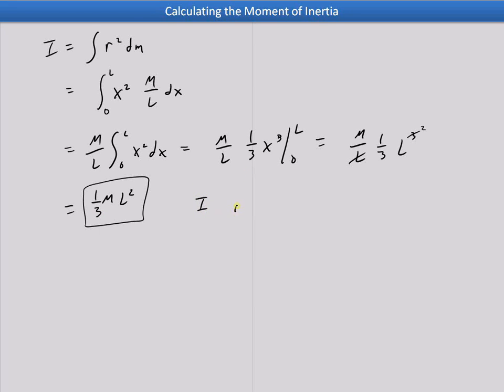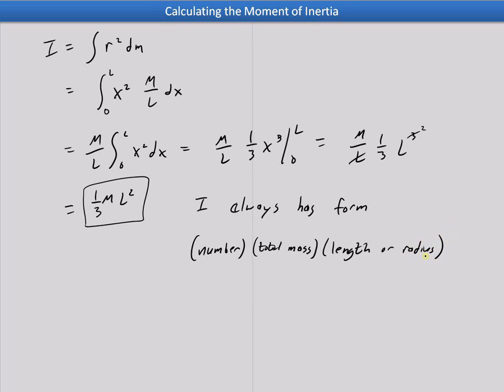And a note here: our moment of inertia always has a particular form. Once you're finished with your calculation, it's always going to have the form some number, in this case 1/3, times mass, and not just mass, total mass, times some kind of size. In this case it was length. You can imagine for something round it makes more sense to use the radius instead of a length, but some kind of distance squared. It always has that form, and this number, as it turns out, is always between 0 and 1.